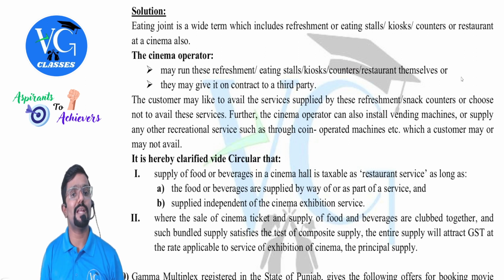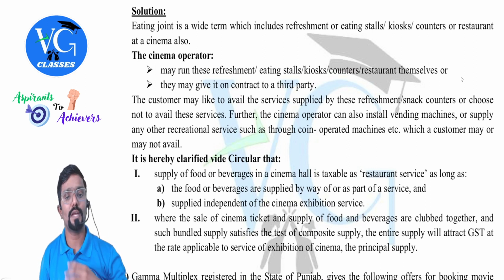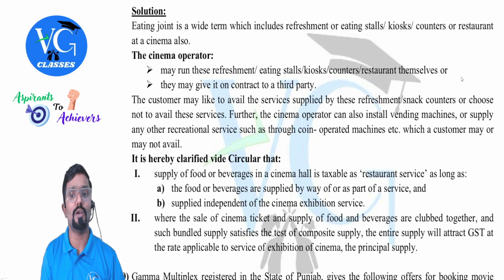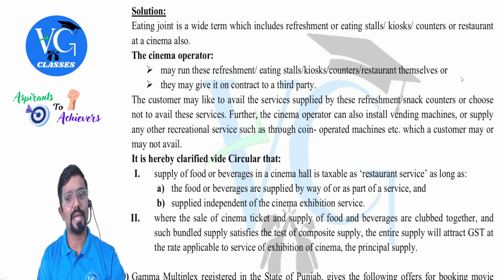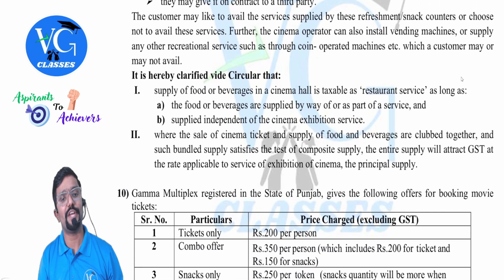The cinema operator may run these refreshment or eating stalls, kiosks, counters, restaurants themselves, or they may give it on a contract to a third party. The customer may like to avail the services supplied by these refreshment and snack counters, or choose not to avail these services. Further, the cinema operator can also install vending machines or supply any other recreational service, such as through coin operated machines, etc., which a customer may or may not avail. It is purely optional.